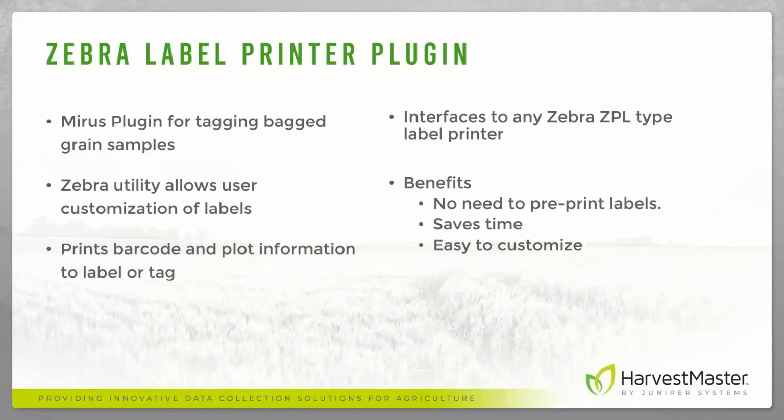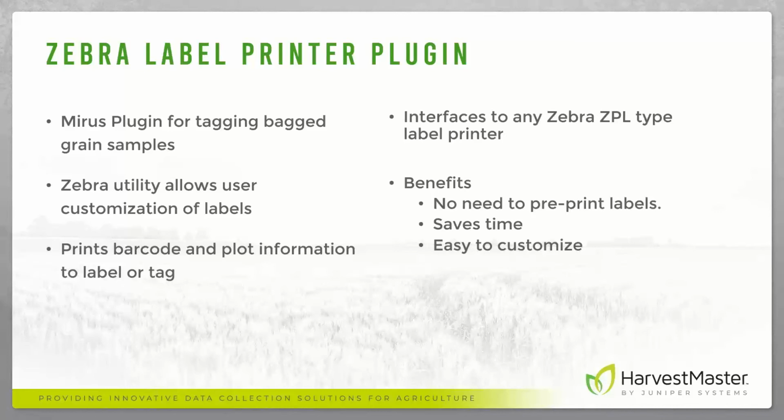So the next plugin we're going to talk about is this Zebra label printer plugin. This is a plugin that we've developed to use a Zebra label printer, obviously, but it's to be put right in the cab, so we can put it right in the cab of the combine, so then the labels can be generated right at the time of harvest.